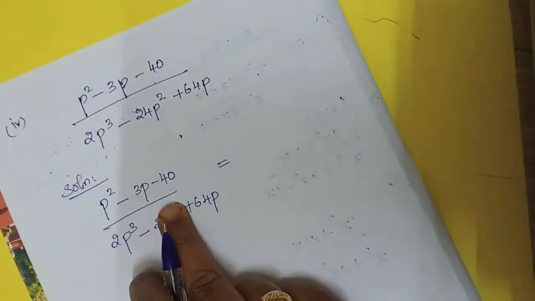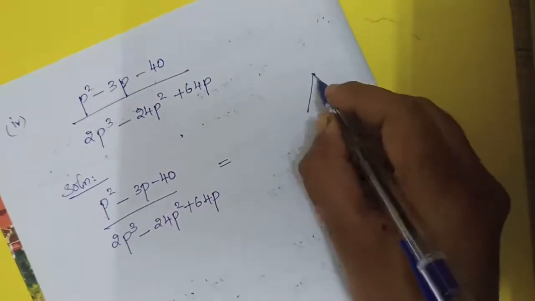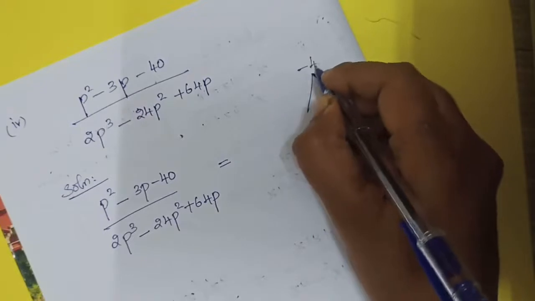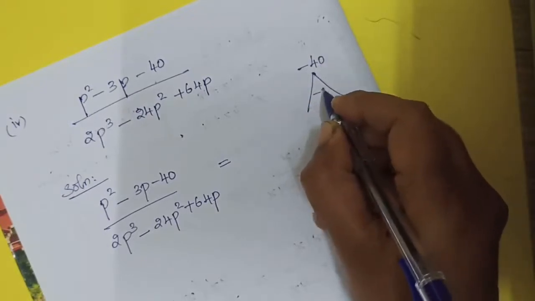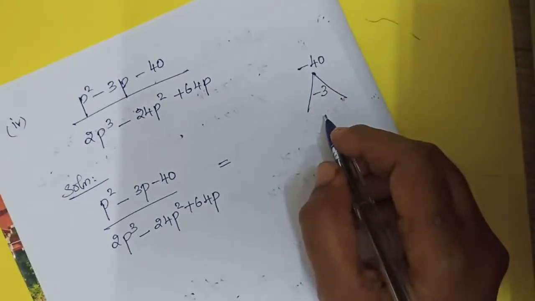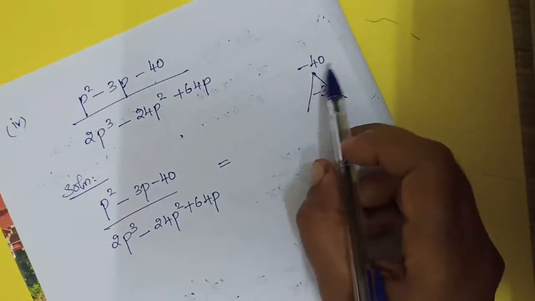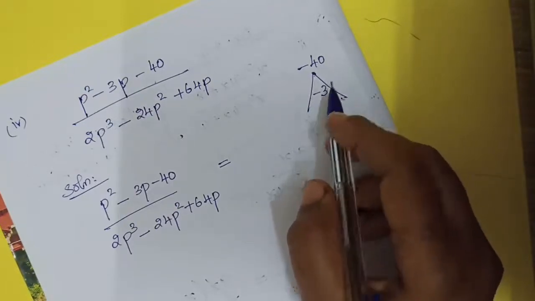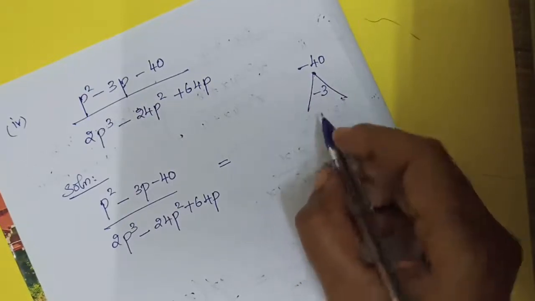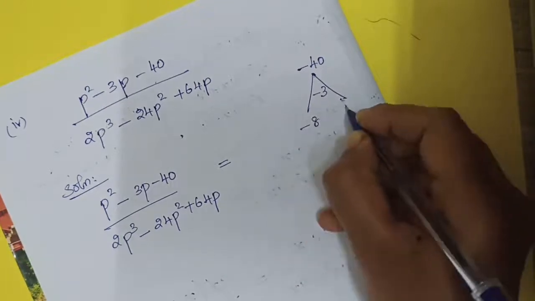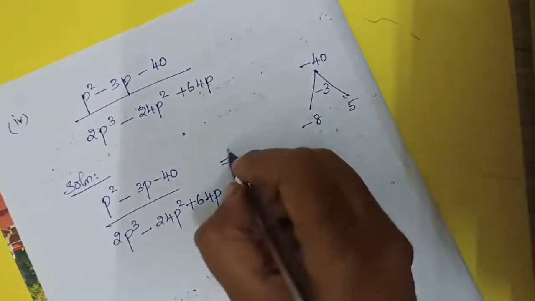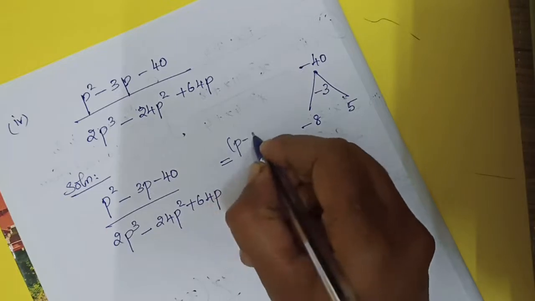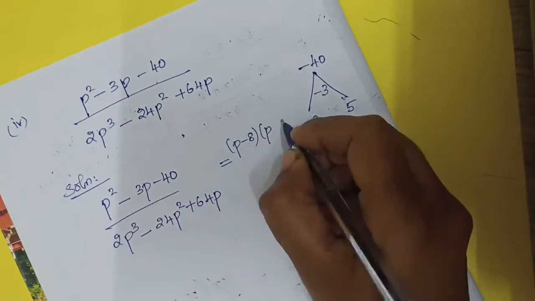Here, since it is a quadratic polynomial, we need to resolve this. So what is the product? Minus 40. What is the sum? Minus 3. Guess the possibilities. 20 × 2 will not come. So in the 8th table, 8 is possible: minus 8 and 5. Yes. So the factors are (p − 8) and (p + 5).